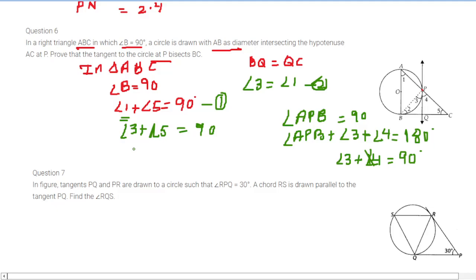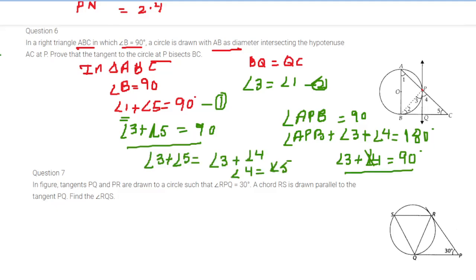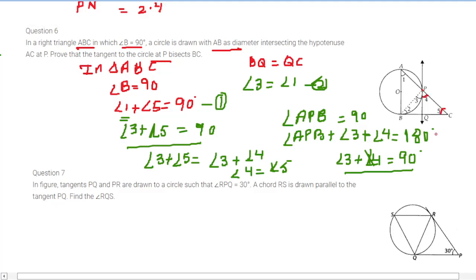So if angle 4 is equal to angle 5, these two angles are equal, so we can say that PQ will be equal to QC, because sides opposite to equal angles are equal, and PQ is also equal to BQ, because PQ and BQ are tangents to the same circle from the same external point Q. So from these two equations we can say that BQ is equal to QC. Hence this tangent is bisecting BC.